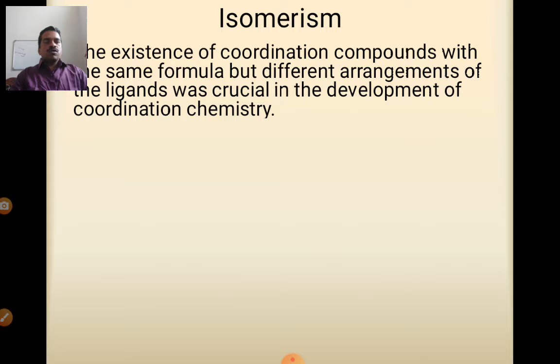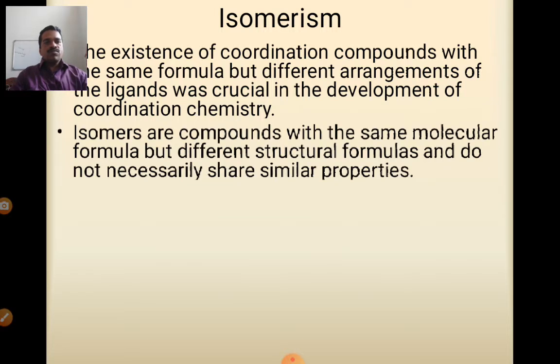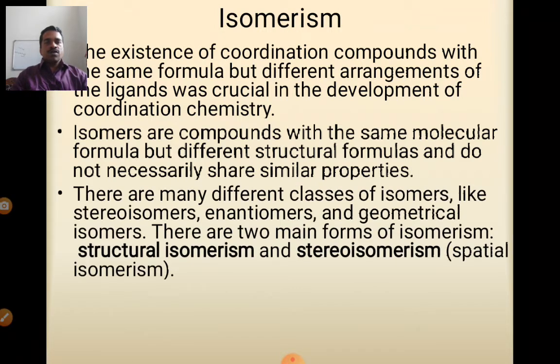The coordination compounds which had the same molecular formula but a different arrangement of ligands are called isomers. Isomers are compounds which have the same molecular formula but different structural formula, and they do not have similar properties. They differ only in the structural formula.